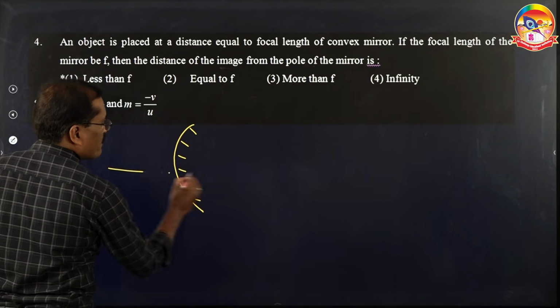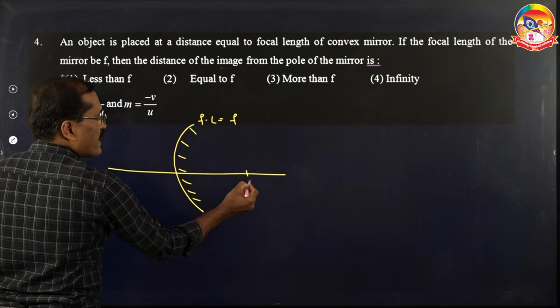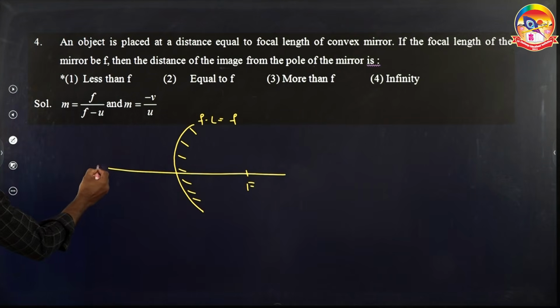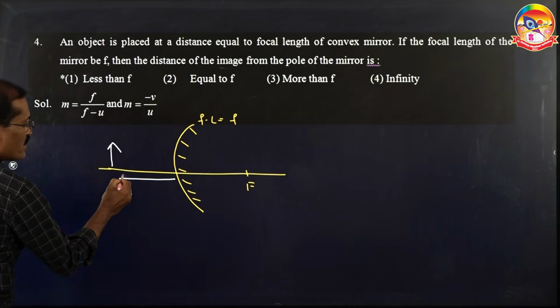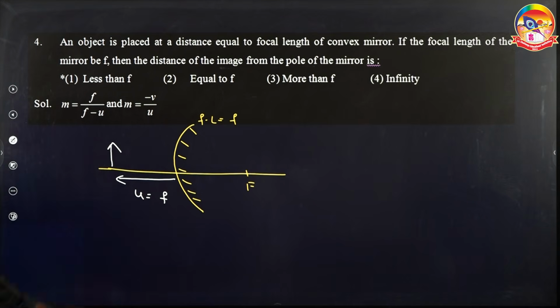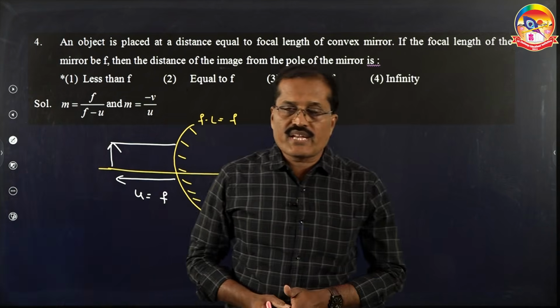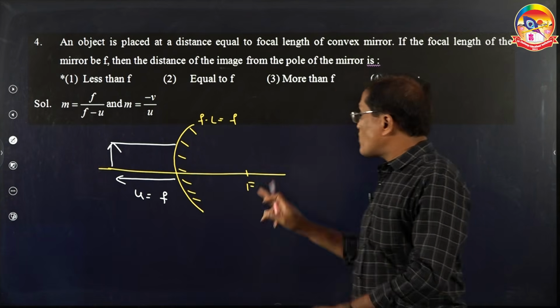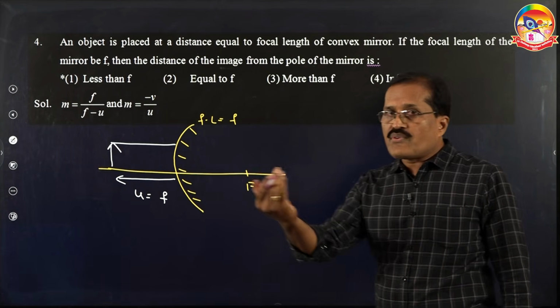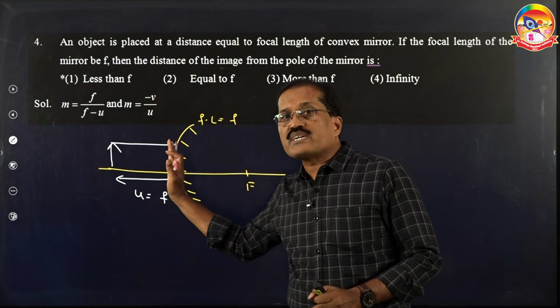There is a spherical mirror, a convex mirror, the focal length of this one is equal to F, and this is the focus. The object is placed here, very clearly given, at a distance equal to the focal length. In the last slide I told you already, whenever the object is at infinity, the image is at the focus in the case of a convex mirror. If the object comes closer to the mirror, then the image slowly moves towards the mirror.